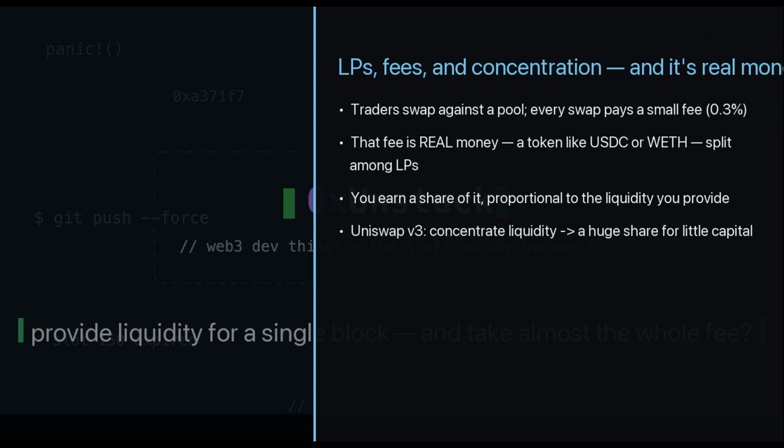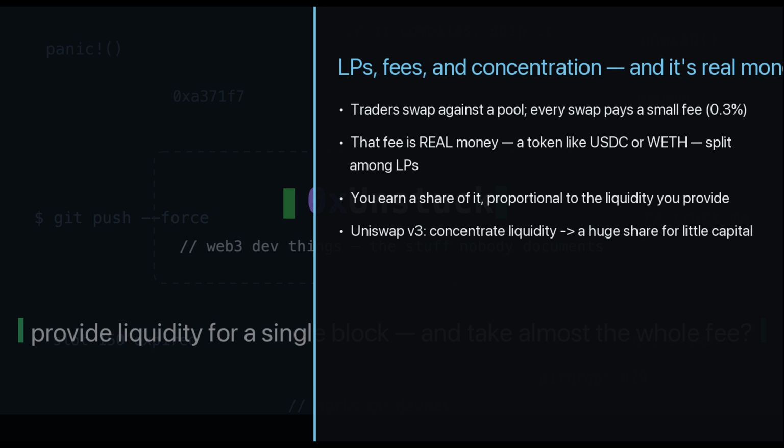First, the ingredients. When you swap on a decentralized exchange, you trade against a pool of tokens supplied by liquidity providers, LPs. Every swap pays a small fee, say 0.3%, and that fee is real money, a token like USDC or WETH, split among the LPs in proportion to how much liquidity each provides.